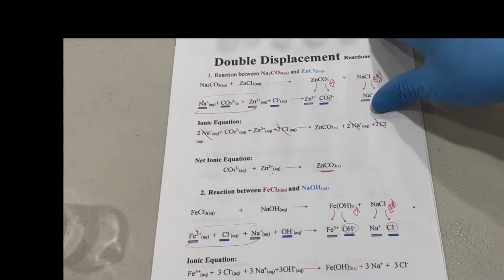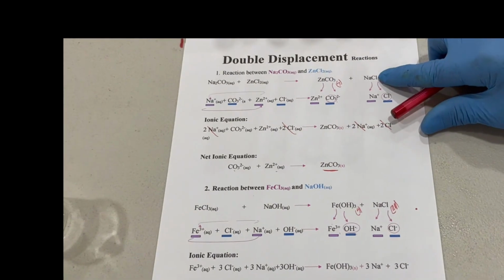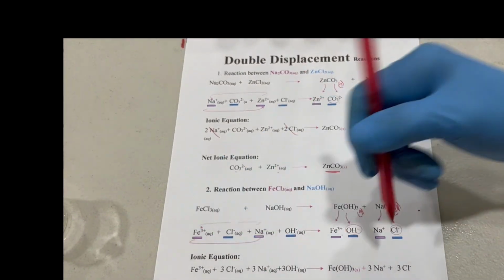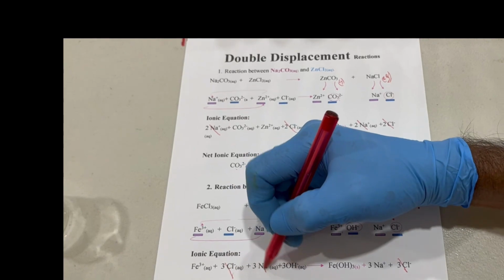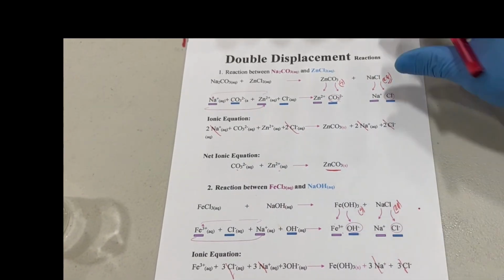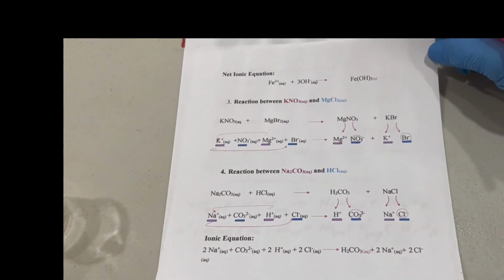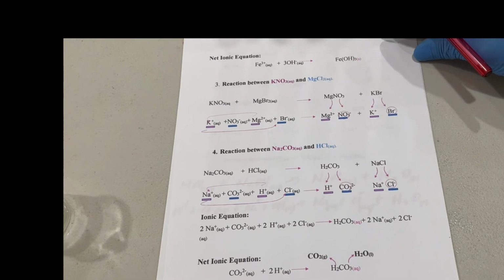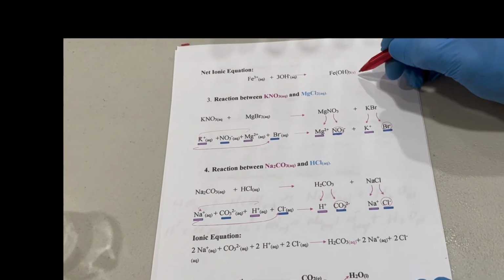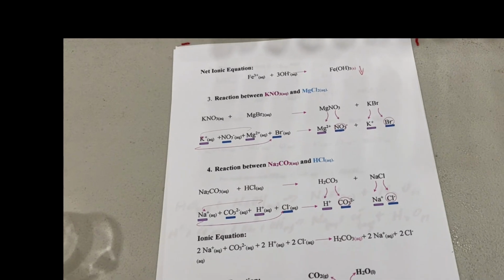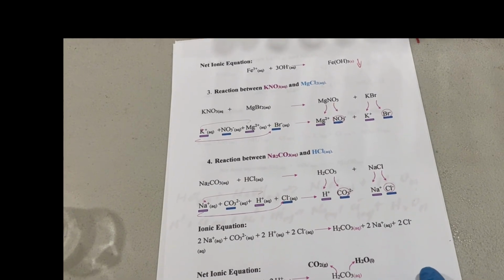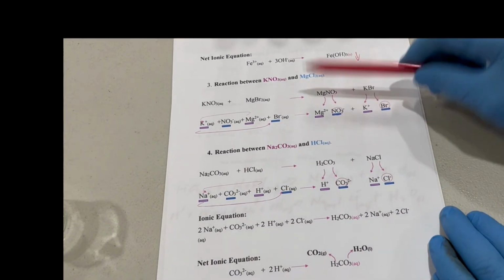Okay, third reaction is between. Oh, you can go ahead and do your net ionic equation. You break all of that into the ions, remove the spectator ions there, sodium is spectator ions here, and what is left really is this one here, the iron 3 reacting with the OH here to give you your precipitate of iron 3 hydroxide. Now we look at another reaction, the one between potassium nitrate and magnesium chloride.